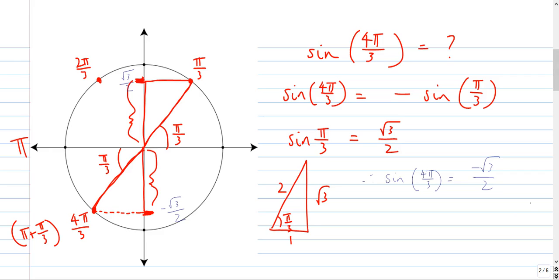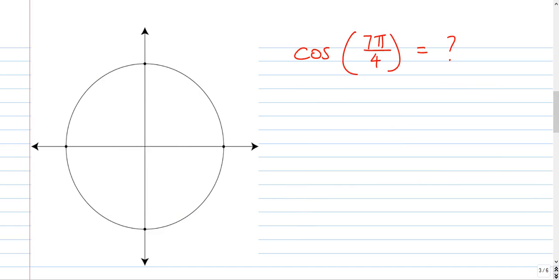Let's try another one. Cos of 7 pi on 4. Okay, so firstly again, let's work out where 7 pi on 4 is. So here's pi, which is the same as 4 pi on 4. So if here's pi on 4, a quarter of pi, so 1 pi on 4, 2 pi on 4, 3 pi on 4, 4 pi on 4, 5, 6, 7 pi on 4.